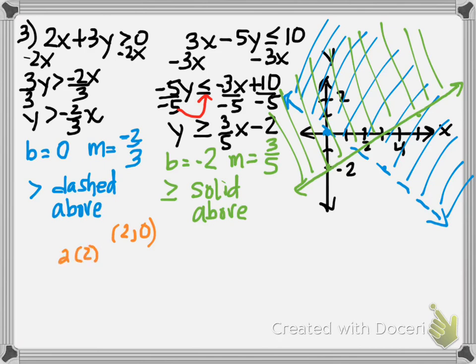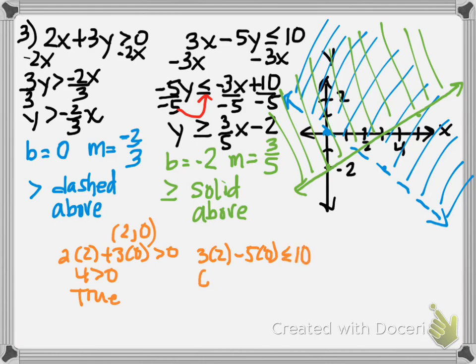So 2 times 2 plus 3 times 0 greater than 0. So I get 4 is greater than 0. That's true. And then let's see, 3 times 2 minus 5 times 0 is less than or equal to 10. And I get 6 is less than or equal to 10. That's also true. So what I'm going to do is use a whole new color, and I'm going to just outline my solution in this whole new color.